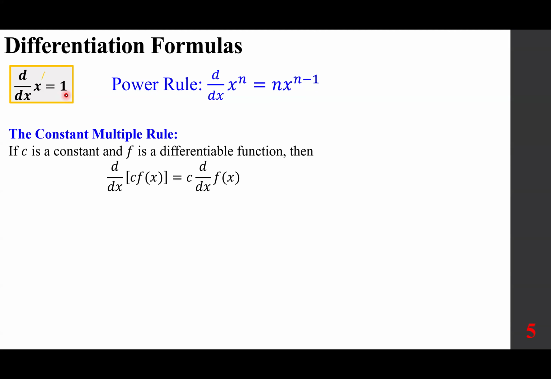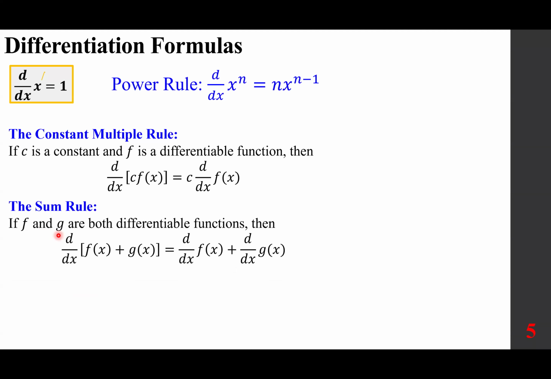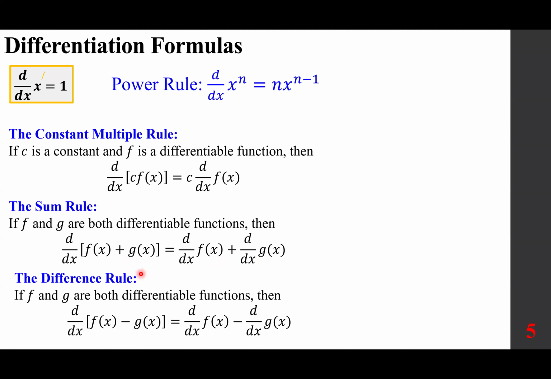The constant multiple rule: if c is a constant and f is a differentiable function, d/dx of c f(x) is c d/dx of f(x), meaning the constant comes out. The following rules, including this one, really follow limit laws. The sum rule: if f and g are both differentiable functions, then d/dx of f(x) plus g(x) is d/dx of f(x) plus d/dx of g(x), which means the derivative of the sum is the sum of the derivatives. The difference rule: the derivative of the difference is the difference of the derivatives.